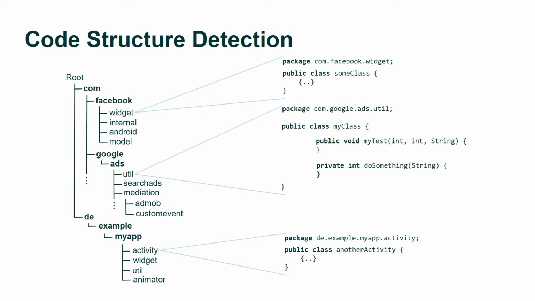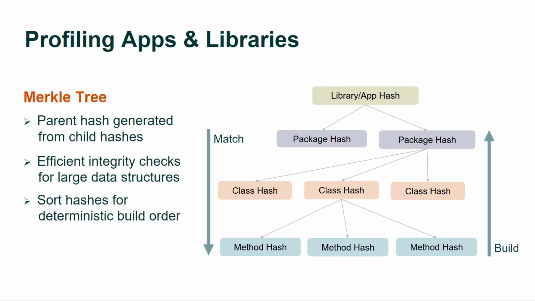However, we cannot rely on any of these identifiers because they are all subject to identifier renaming. Instead, we must only leverage the structure for detection. But how can we do this? We can do this by transforming this package tree into a Merkle tree. A Merkle tree is basically a hash tree where parent nodes are generated from its child nodes. And Merkle trees are typically used for efficient integrity checks for large data structures and file systems.